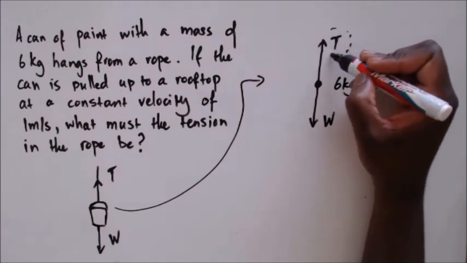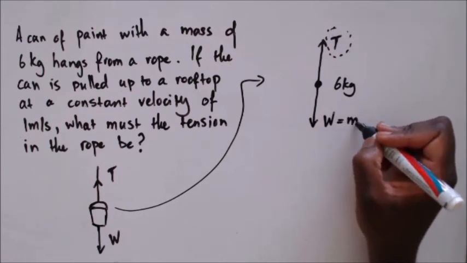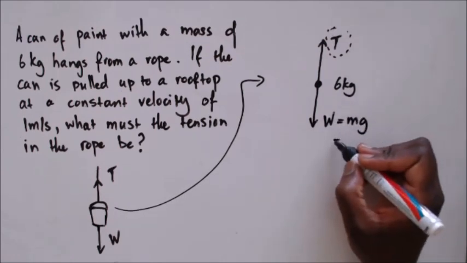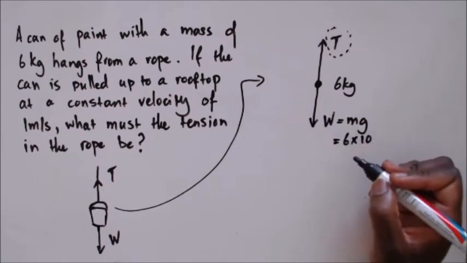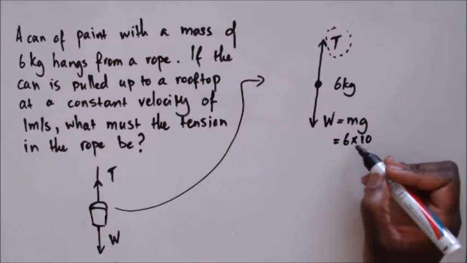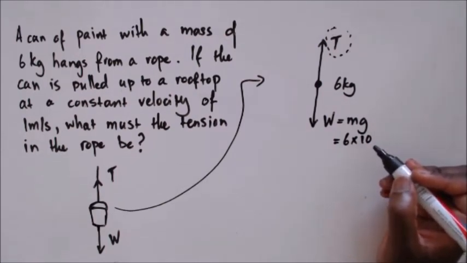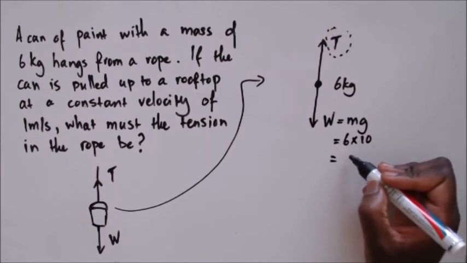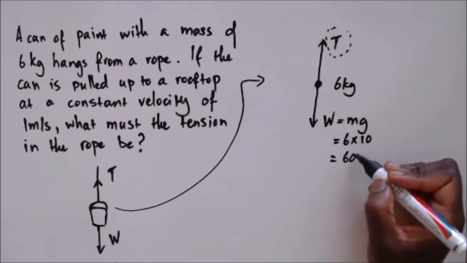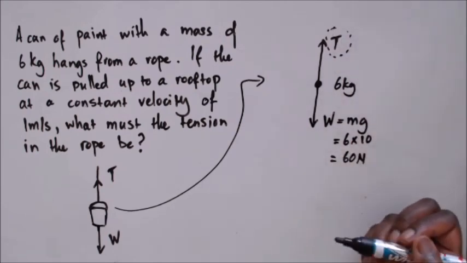So we want to know what the tension is. We know the value of the weight. This weight is given by m times g, which is equal to 6 multiplied by, and in this case we'll take g to be 10. If you are unsure about how I did that calculation, then just refer to any section in the physics textbooks which will explain how we calculate weight, and that weight works out to 6 times 10, which is 60 newtons.